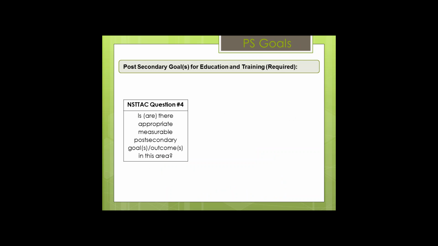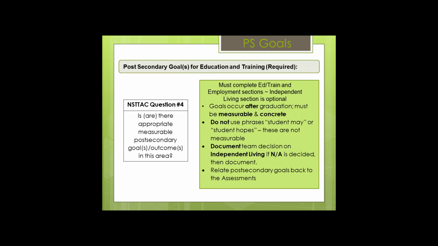Question 4 is, are there appropriate measurable post-secondary goals or outcomes in this area? This is the one time in an IEP that we're asking you to speculate what the student wants to do post-graduation. In this case, what we're asking you to do is write a goal that you don't necessarily have control over, but you're intending that student to fulfill once they've graduated. So most of the time we ask you to start the post-secondary goal with that phrase, after graduation, upon graduation, and then fill it with the words will or shall. Make it as affirmative as you can, not using phrases like student may or student hopes, student intends to. Try to make it as affirmative as possible.